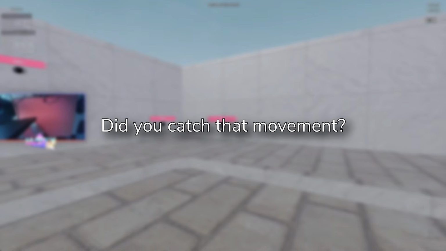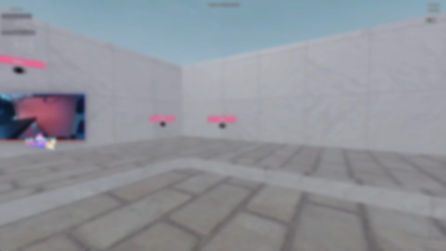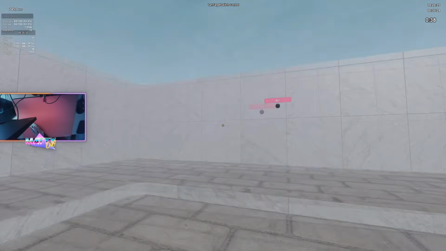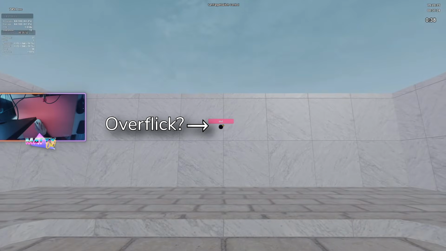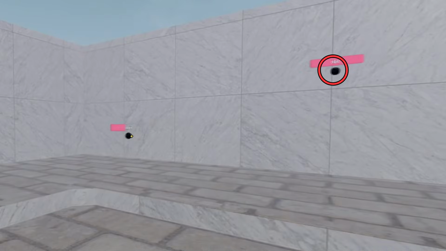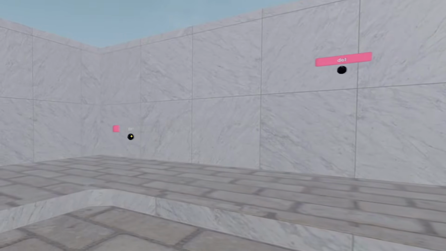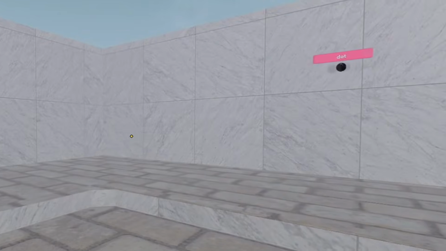Did you catch that? Let me replay it again for you in slow motion. You might be thinking, Maddie, that was just an overflick. Was it though? Look how the target was moving right before I flicked to it. I don't think that was an intentional overflick. In fact, I know it wasn't.